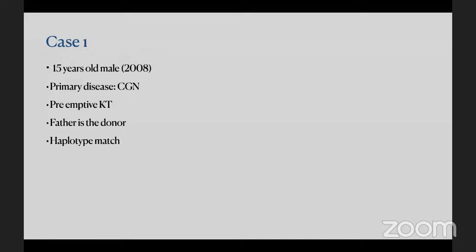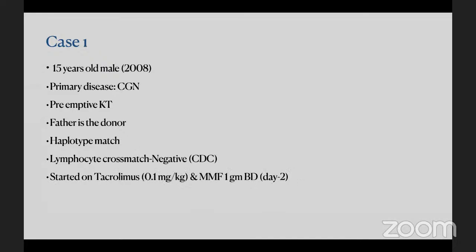This was a story of a 15-year-old male. This was in 2008 when I was a student. His primary disease was chronic glomerulonephritis. He had a preemptive kidney transplant, and about 40% of all our cases are preemptive. His father was a donor. He was a single haplotype match. His lymphocyte cross match CDC done was negative. He was a low risk.